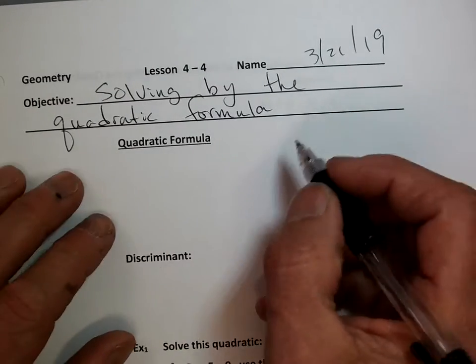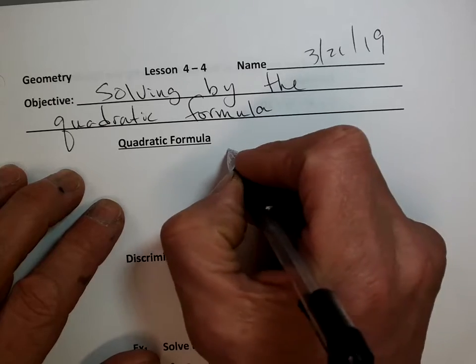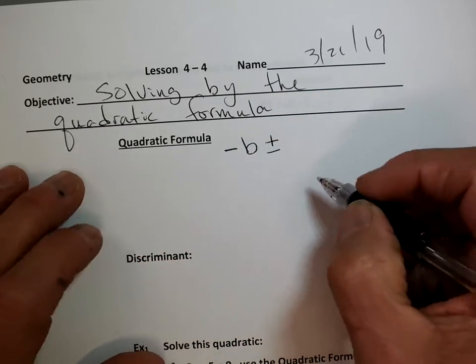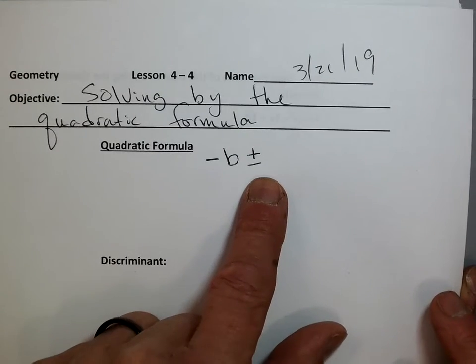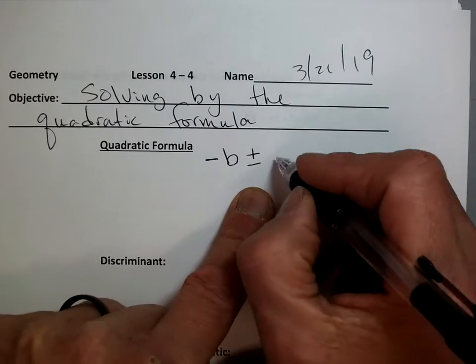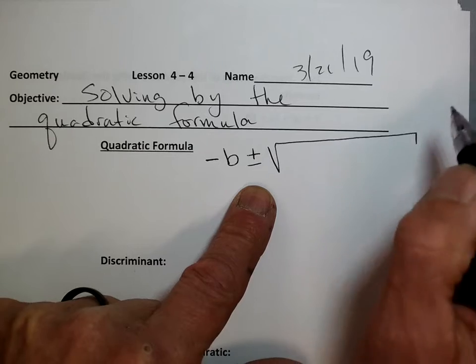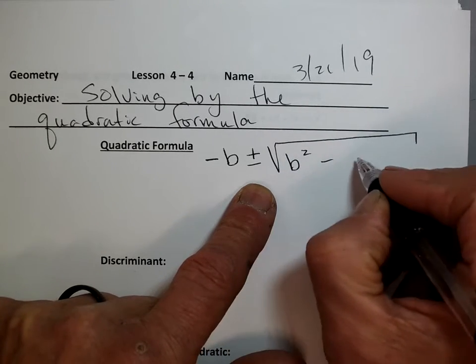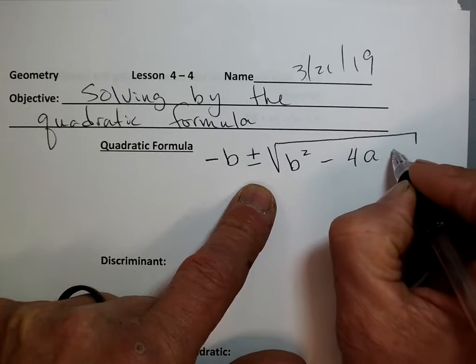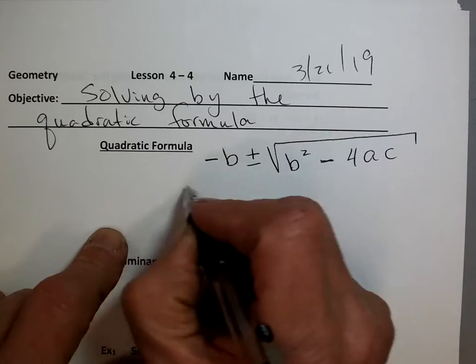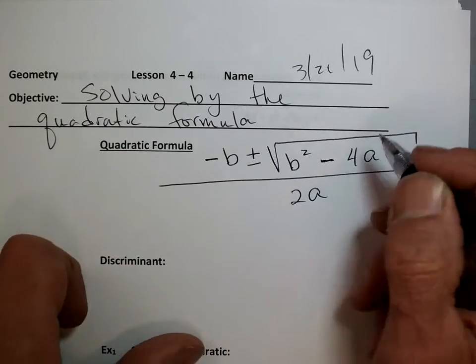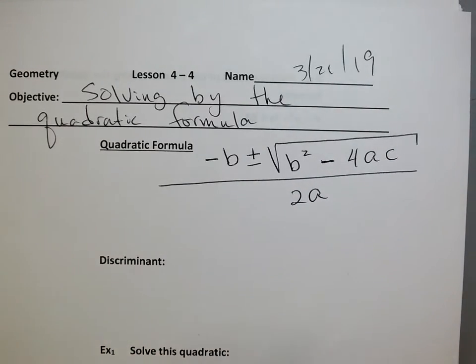So what is it? So we want to solve for x. It is going to be negative b plus or minus, because there's going to be two answers, right? Always two answers, plus or minus, big square root of b squared minus 4 times a times c, all over 2a. That's the quadratic formula.